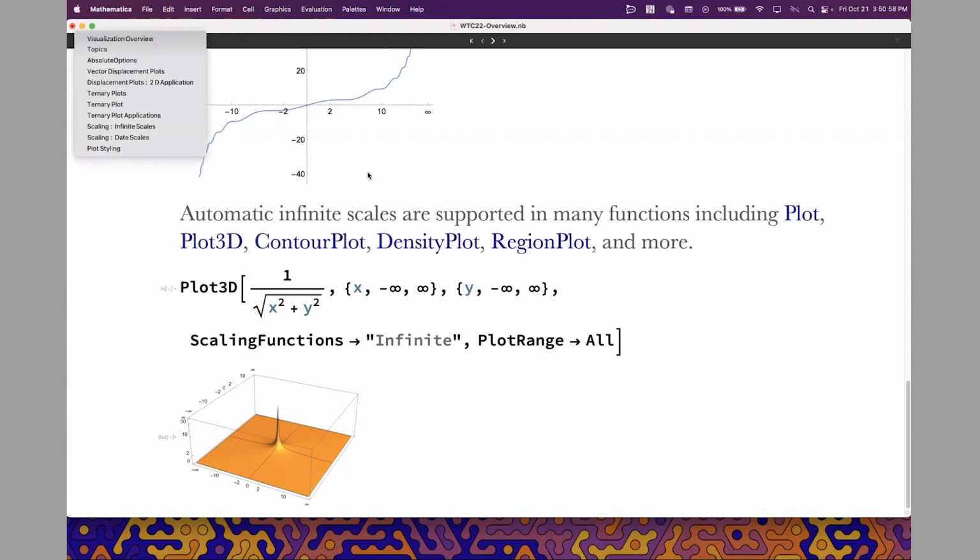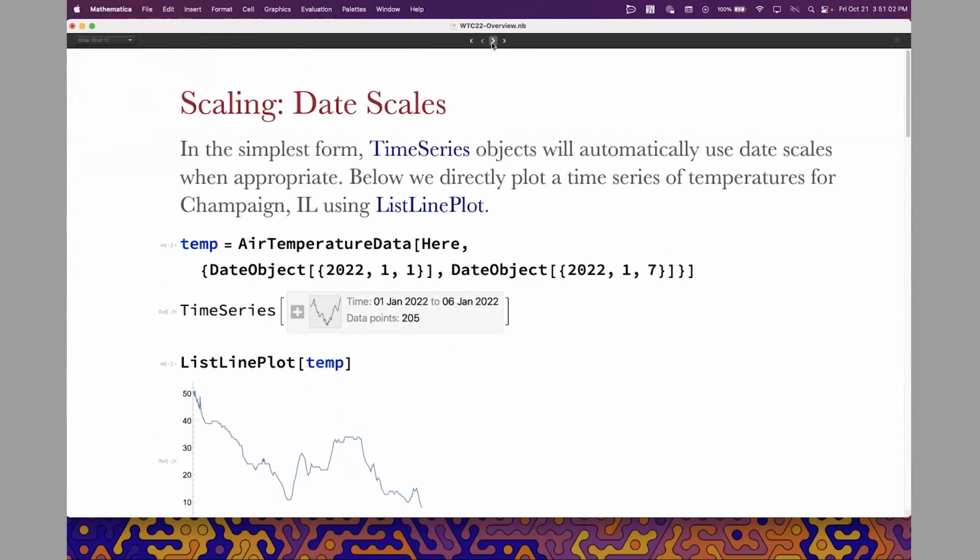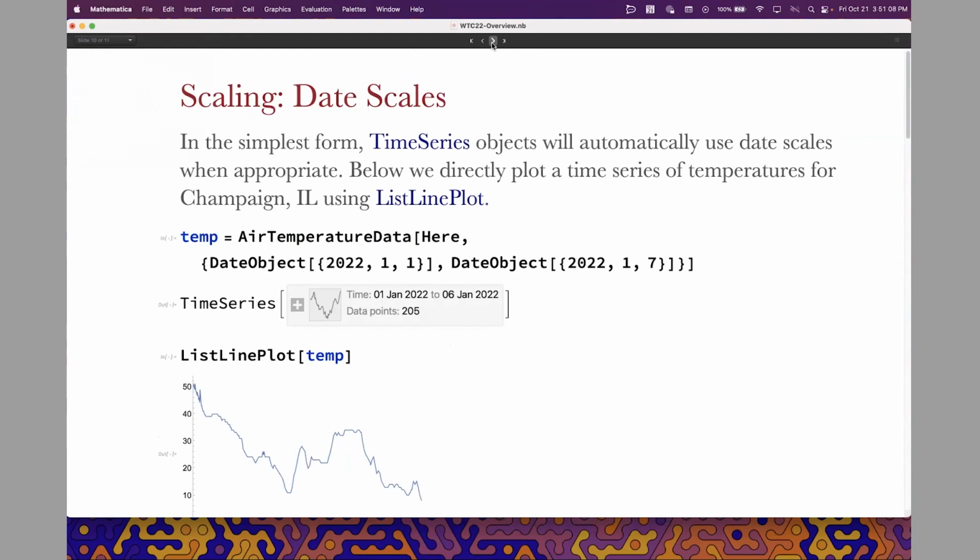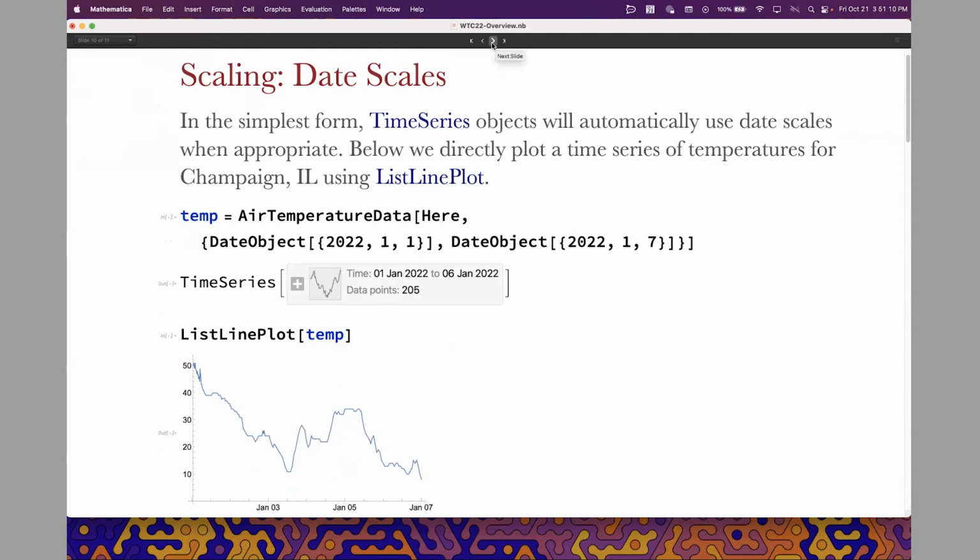Let's see. Then we have one more slide left. And then the other thing that we've automated and built into things a little bit more is support for date scales. And so if you have time series, you should be able to feed these into a lot of the data visualization functions and have them automatically detect that, oh, it's a time series. I'm going to use a date scale without having to necessarily use date list plot or date list log plot or whatever.